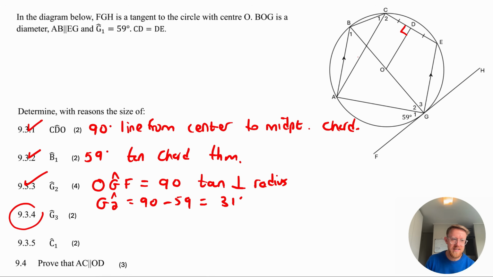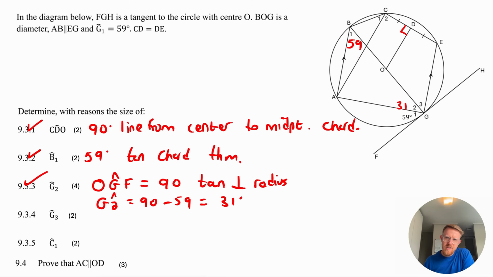Now this one here says, so let's just fill in what we have. So we've got this is 31. We've filled in that is 90, and we got B1 is 59. And okay, come on, where's the catch? This has been too easy. I'm getting nervous. So they want the size of G3. So G3 is over here.